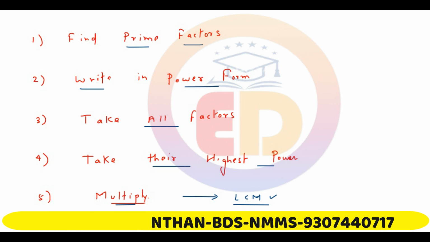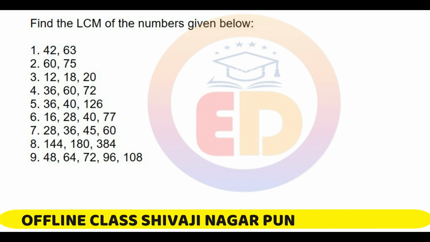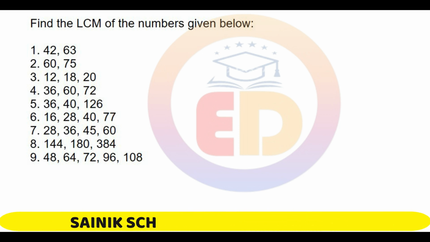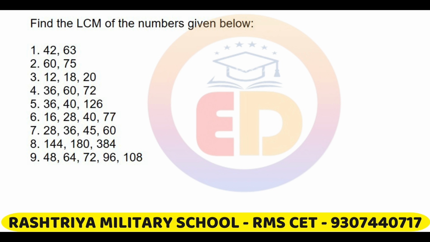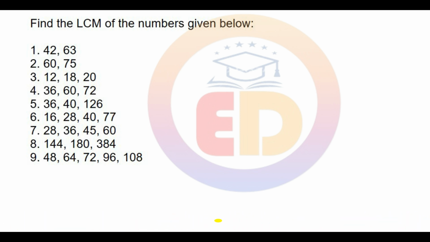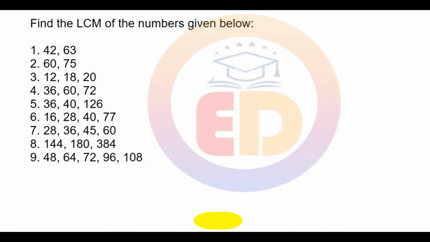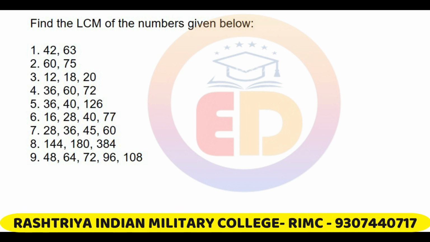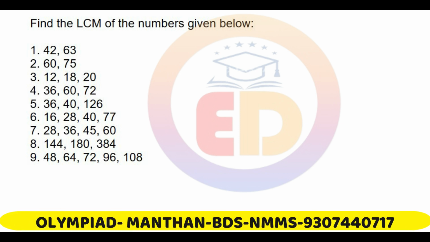Factorization method. Now after we understood the concept of LCM, let us understand through an example how to find the LCM of 2 numbers, 3 numbers, or more than 2 or 3 numbers. Now finding the LCM has multiple ways, and here we are going to first learn the factorization method, and then we will learn the common division method.